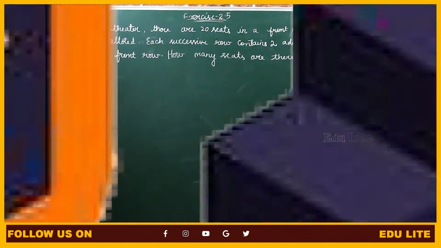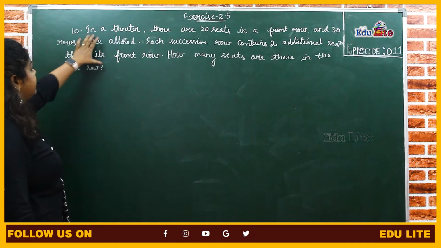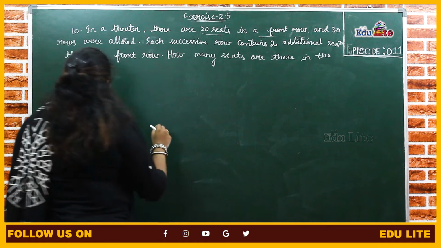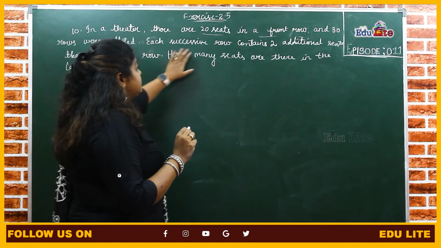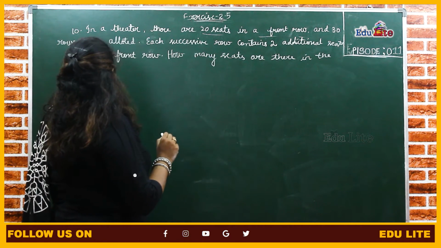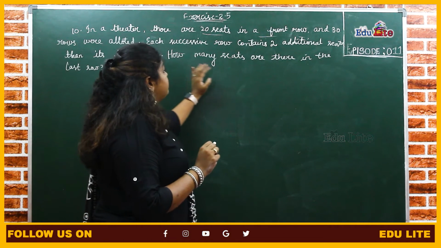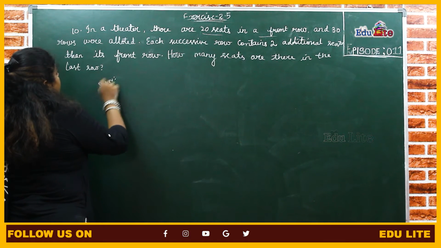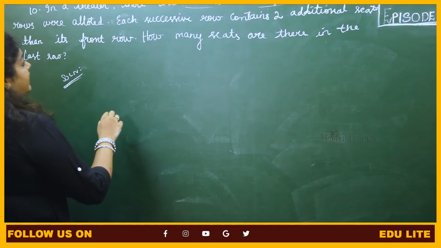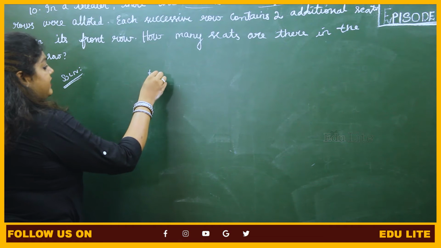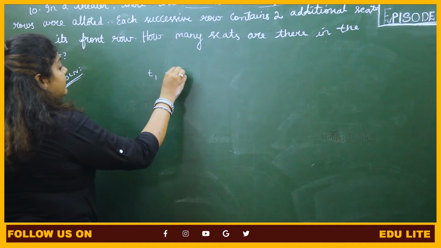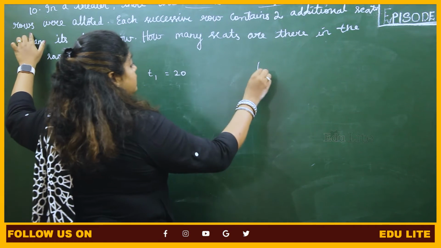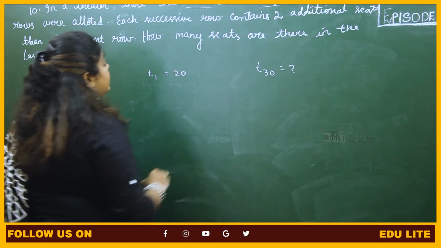In the 10th problem, what we are asked to find is: in a theatre there are 20 seats in the front row and there are 30 rows allocated. Each row contains 2 additional seats than its front row. We have to find how many seats are there in the last row. This is easy to find. We have 20 seats in the front row, which is represented as T1. There were 30 rows allocated, so we have to find how many seats are there in T30.